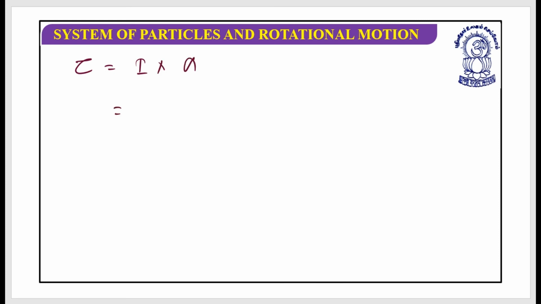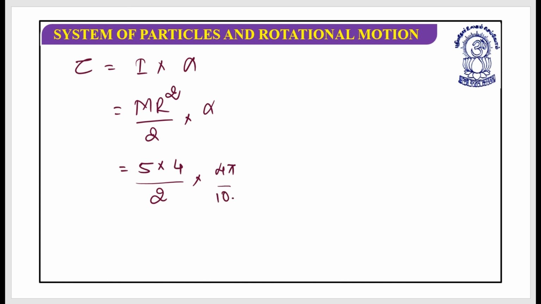When they said it's a wheel, a wheel would be considered analogous to the disk only. So torque, with moment of inertia, could be written as mr squared by 2 multiplied by alpha. That m was 5 kg, r is 2 meters, so it's 4, because it's 2 squared, divided by 2 multiplied by alpha. That alpha would be equal to 4 pi by 10. So 2 twos are 4, 2 fives are 10, this 5 has gone, and only the torque that remains is 4 pi newton meter.